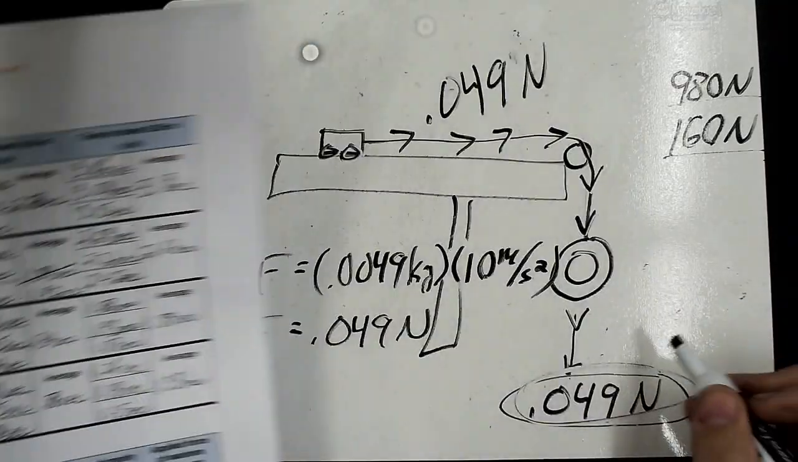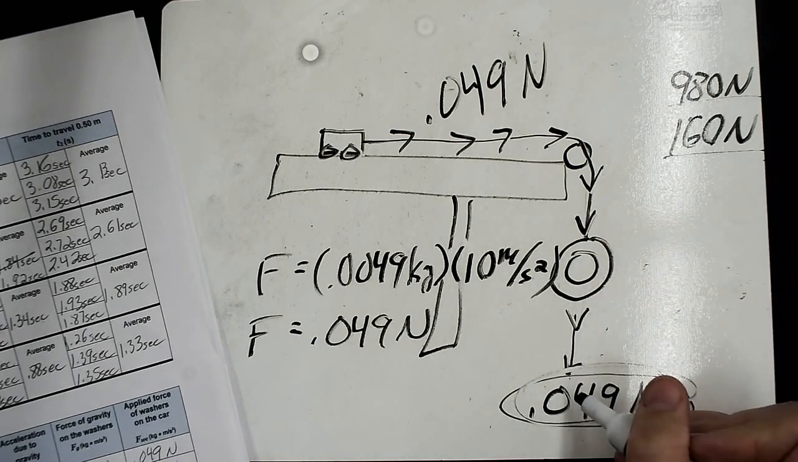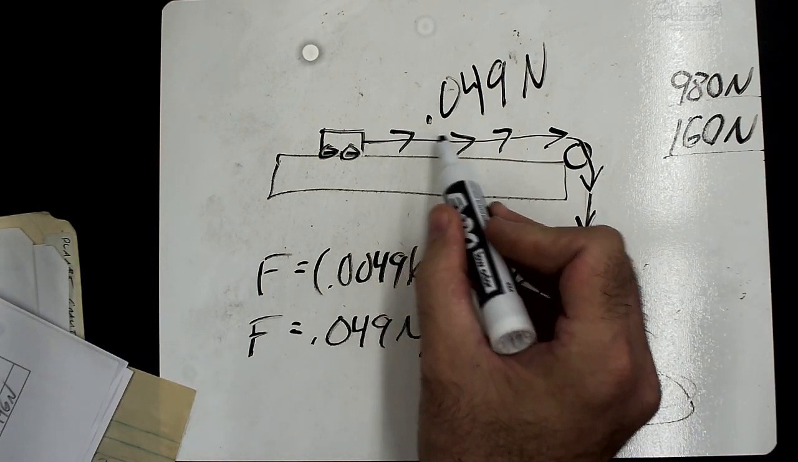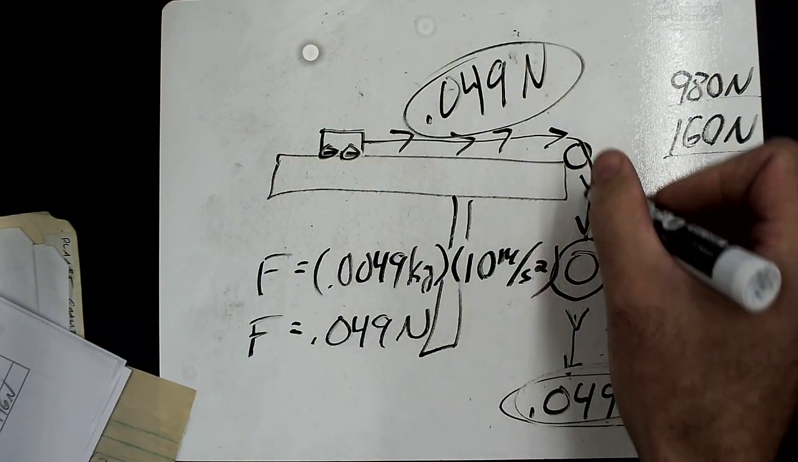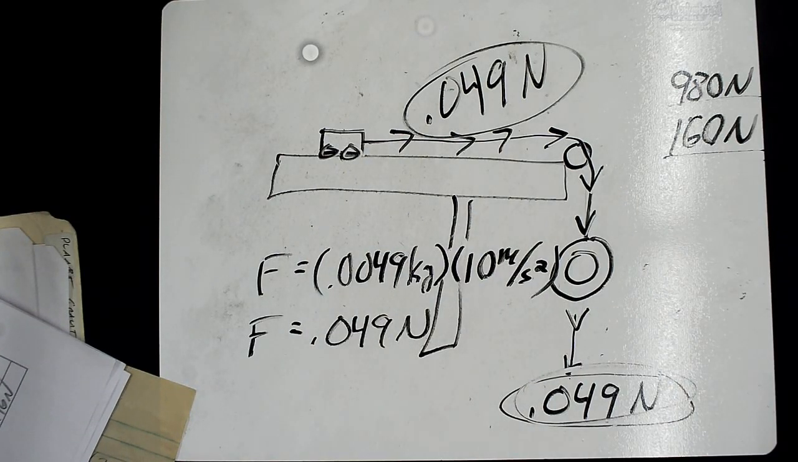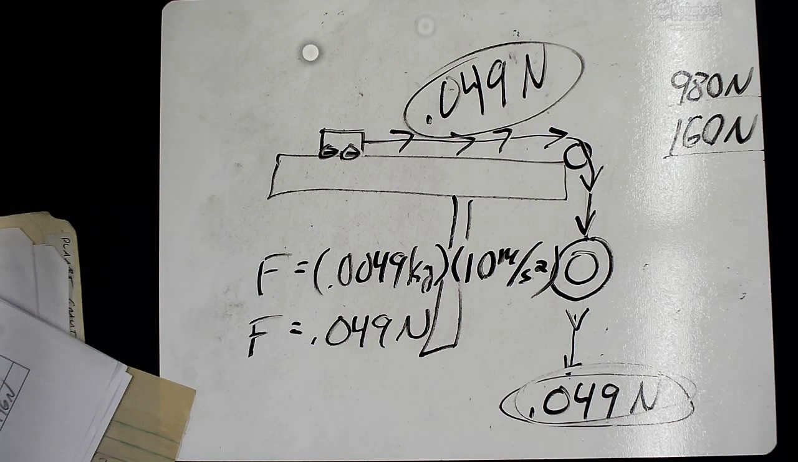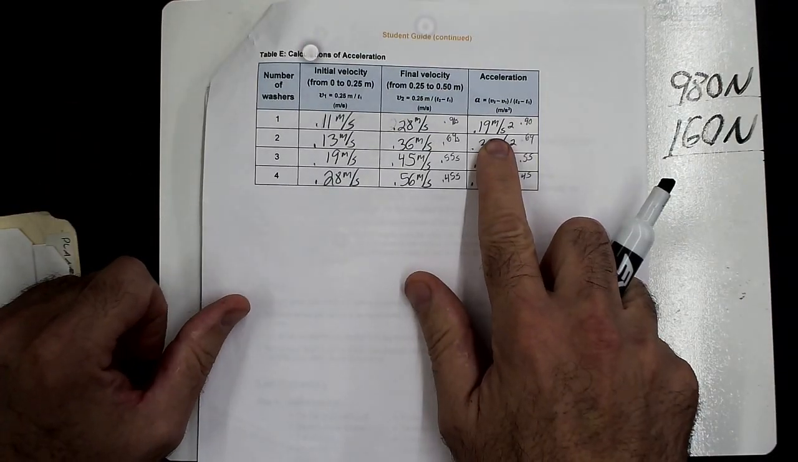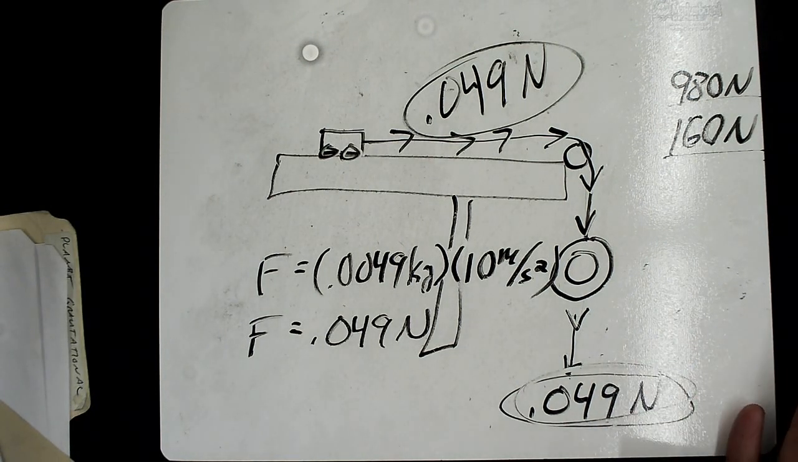Force of gravity on the washers, right here, which I just went over. Applied force of the washers on the car, it's the same. The washer pulls down, pulls the string, and pulls the car forward. And with that, you've got a force and you've got a mass. Now you can calculate the acceleration, which is what I went over at the beginning of the video. So you can calculate the acceleration of the car.